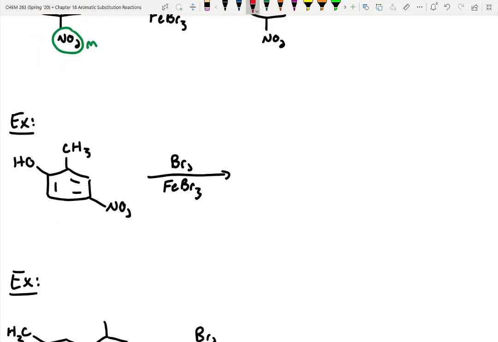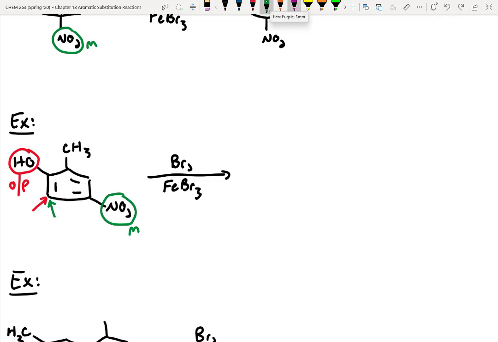In this next example, we've got an alcohol, which again is going to be an ortho or a para director. We've got an ortho position right here. Para is blocked. And then the ortho position on the other side is also blocked. So we can't use either of those. So I'm just going to erase them. And then I'll jump to my nitro group right here. Nitro group we know is a meta director. And meta to the nitro group would be right there or right there. But that's already blocked by the methyl group. So I'm going to go ahead and erase that.